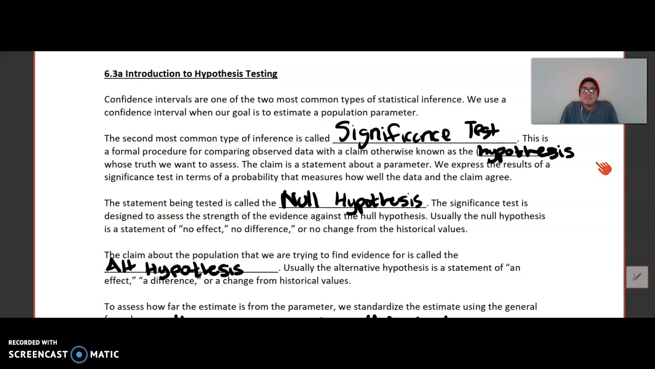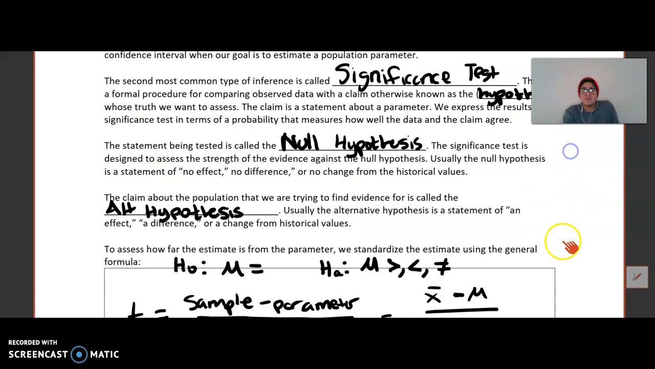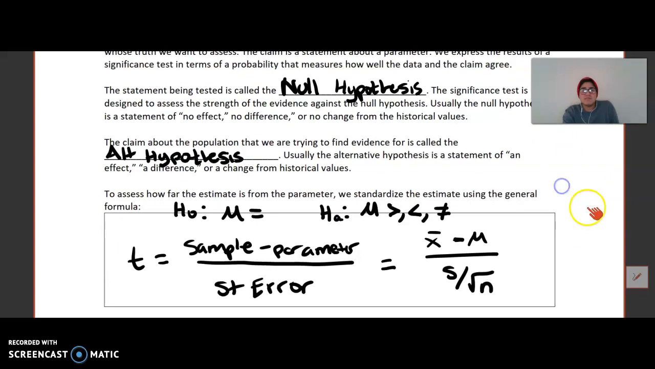The significance test is designed to assess the strength of the evidence against the null hypothesis. And usually the null hypothesis is a statement of no effect, no difference, or no change from historical values. Now, what we are trying to find evidence for is what we call the alternative hypothesis. Usually this is a statement of an effect, a difference, or a change from these historical values.